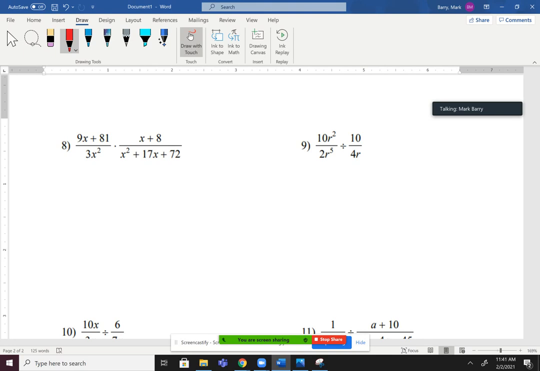Now, in this case, we have two denominators. So I have to say here that 3x squared cannot equal 0. And also, x squared plus 17x plus 72 cannot equal 0. All right, now the 3x squared cannot equal 0. You can divide that by 3 and square root it.